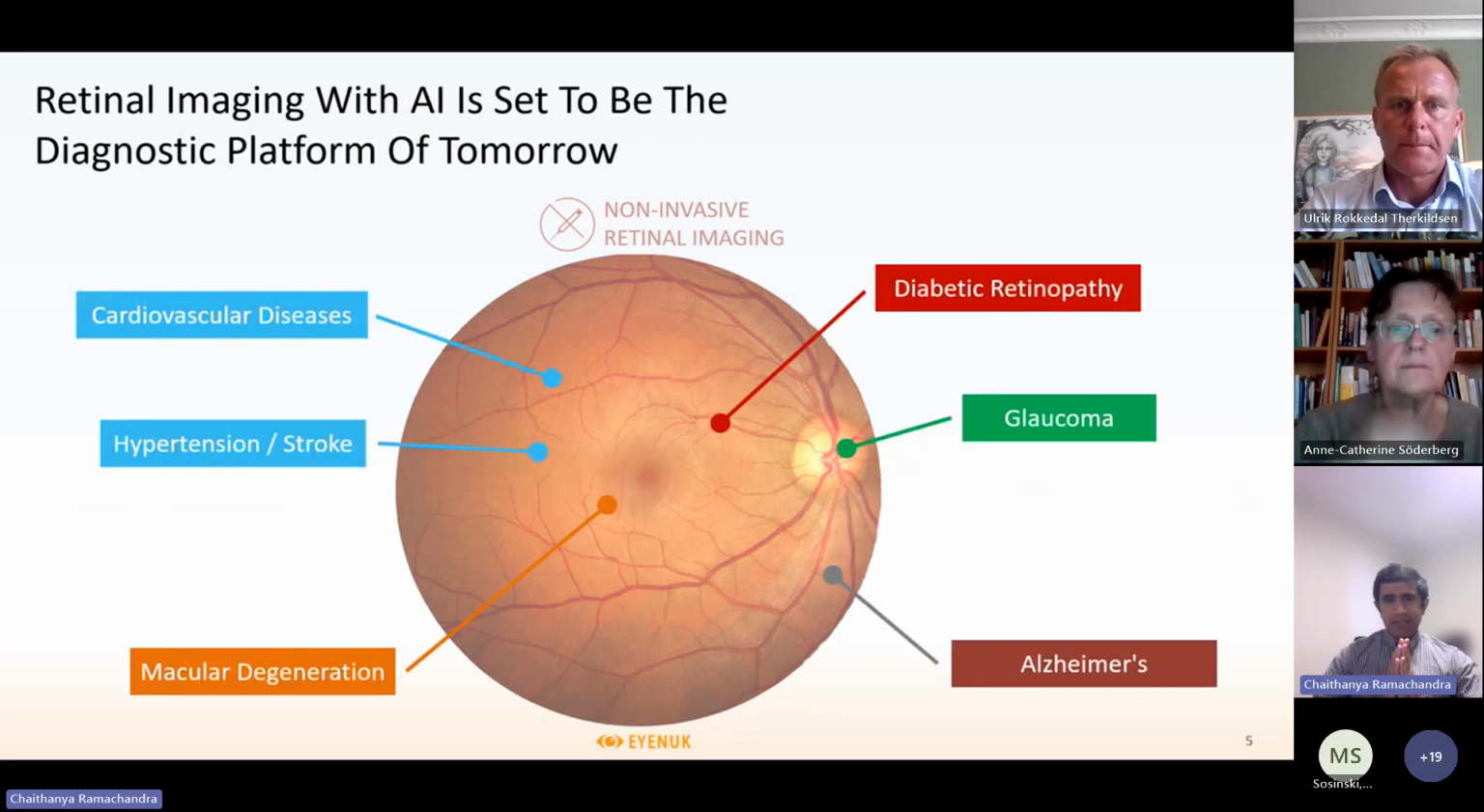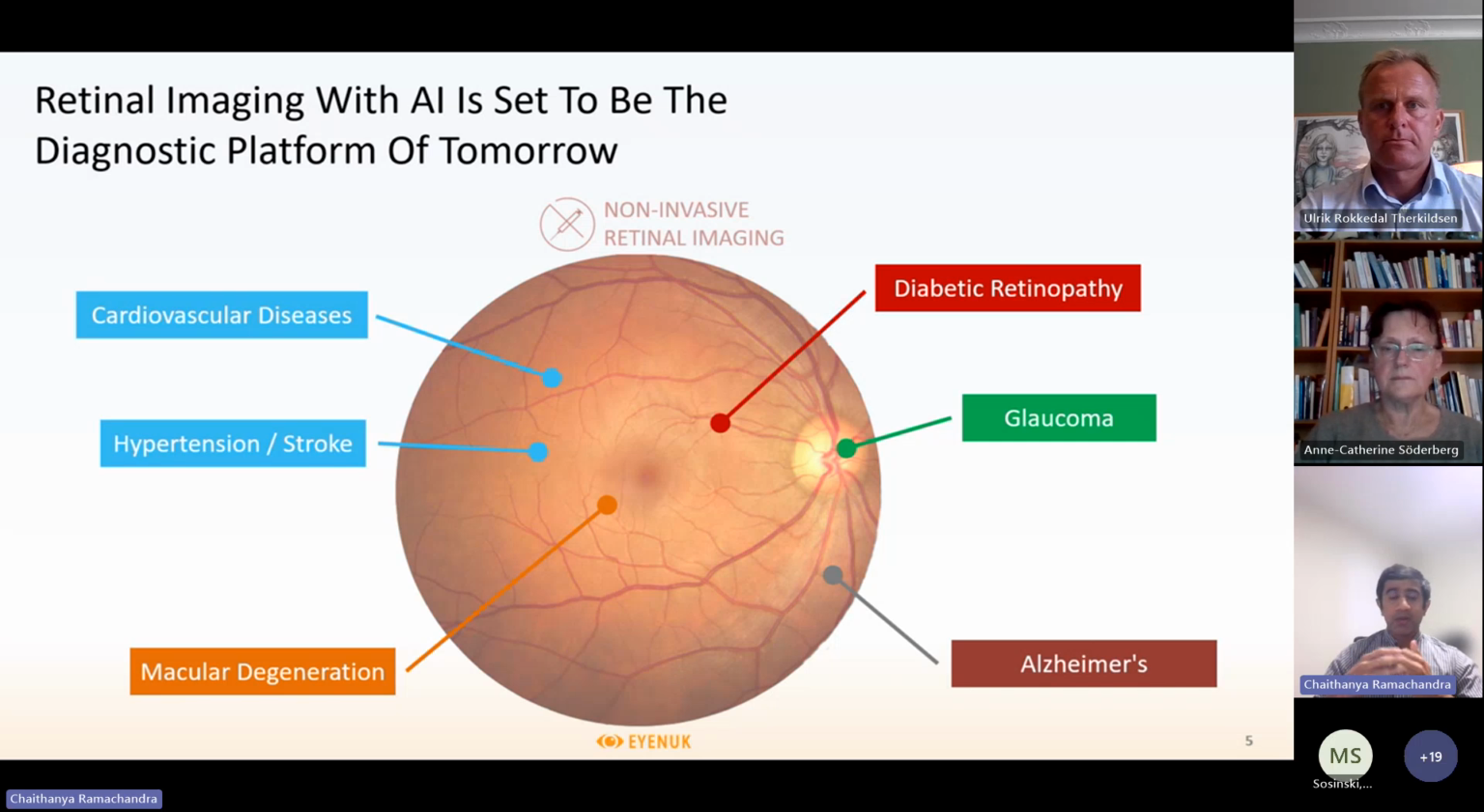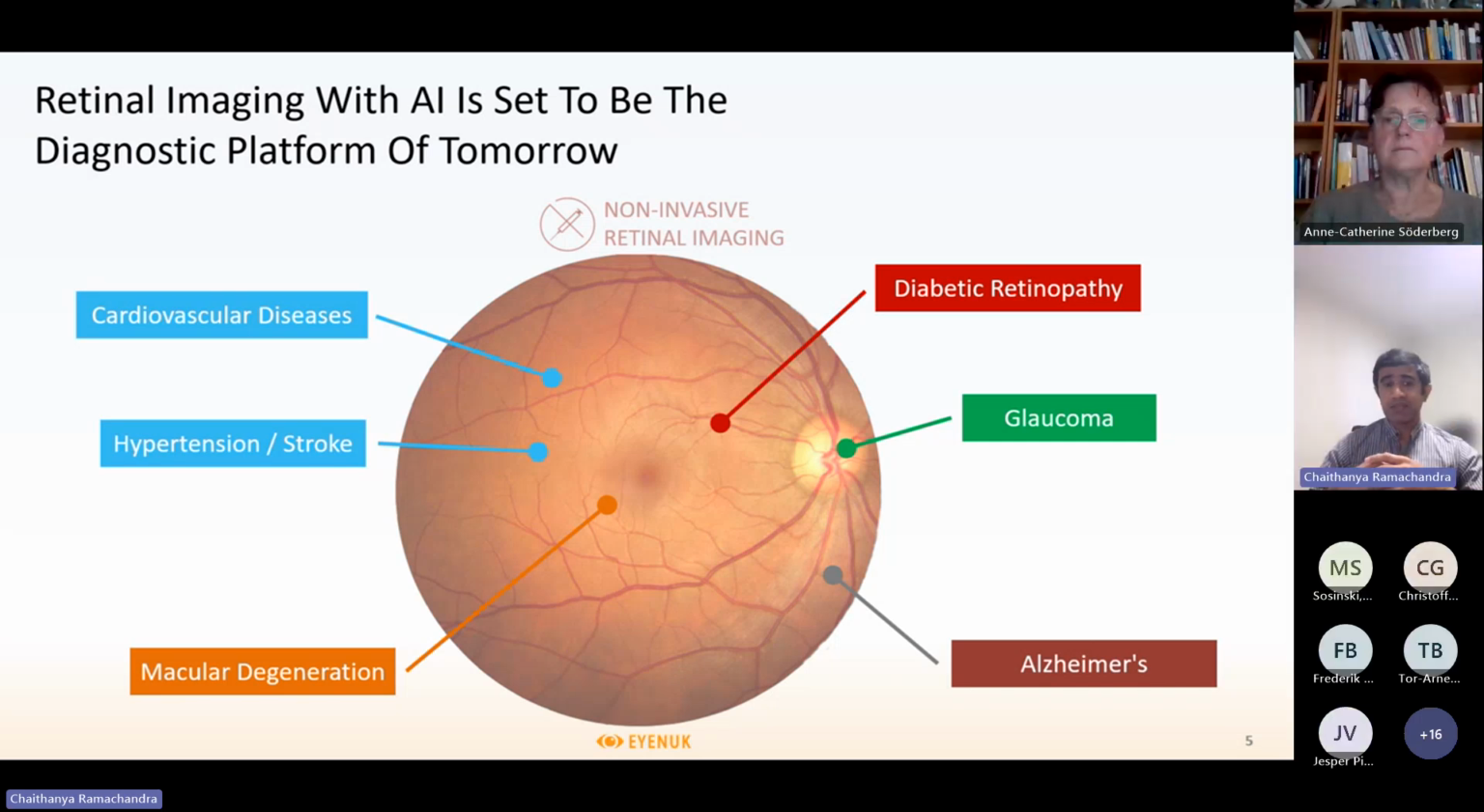So that gives us a place which is rich with biomarkers, not only for sight-threatening conditions like diabetic retinopathy, glaucoma, macular degeneration, and others, but also systemic conditions like cardiovascular disease, hypertension, Alzheimer's, and many more. So we believe that a combination of retinal imaging with AI that's been designed and built the right way is definitely set to be a diagnostic platform of tomorrow.